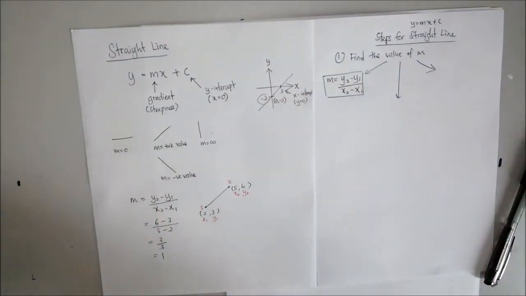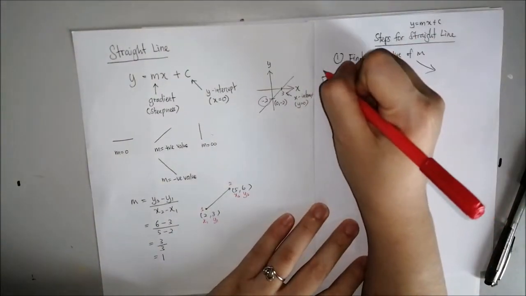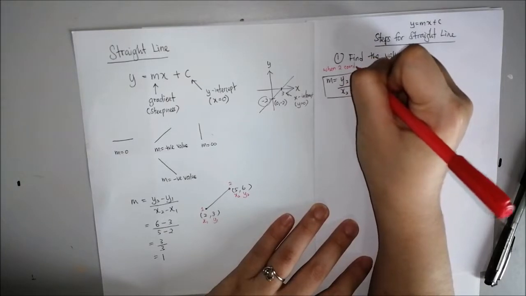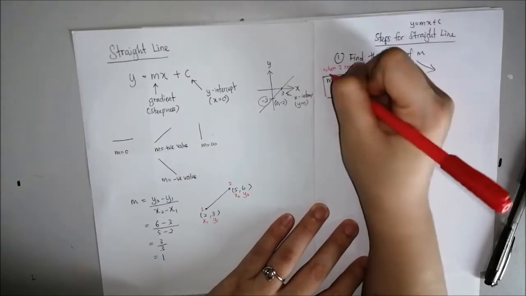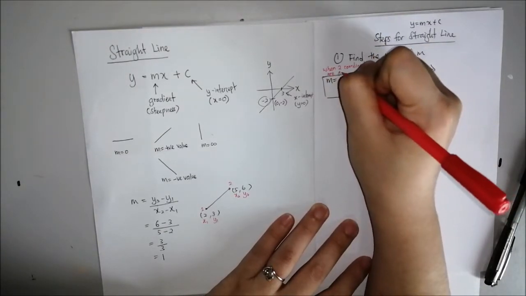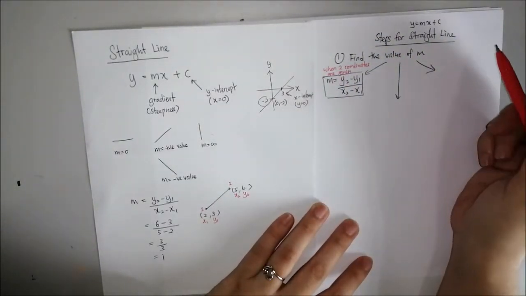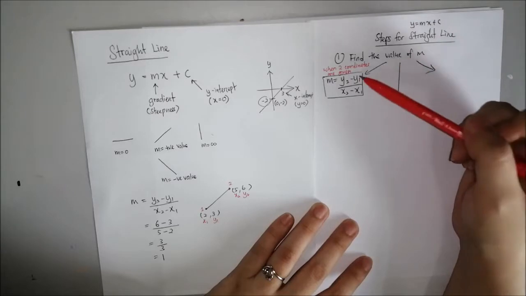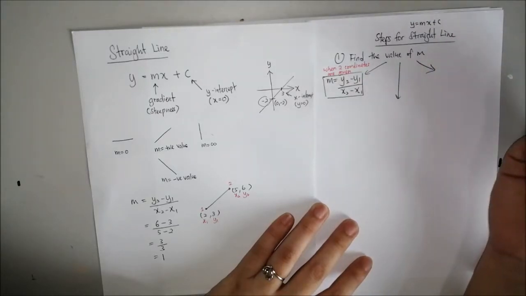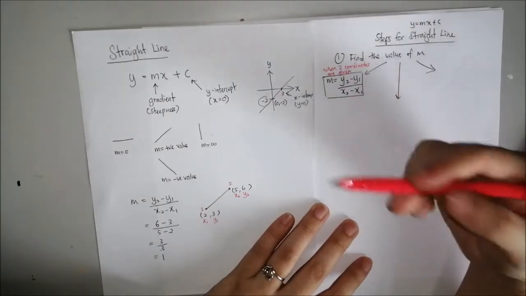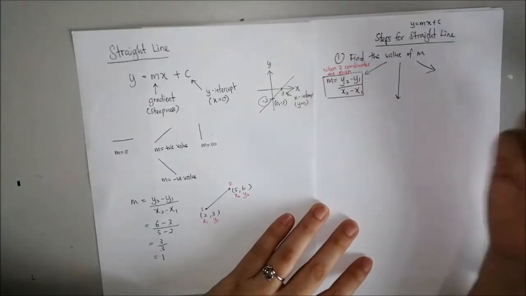Okay, this is the first way to get the value. When can we use this formula? When 2 coordinates are given. Okay, so most probably they will give you 2 coordinates, but in some questions they will only give one coordinate, or maybe they will give another straight line's coordinates.